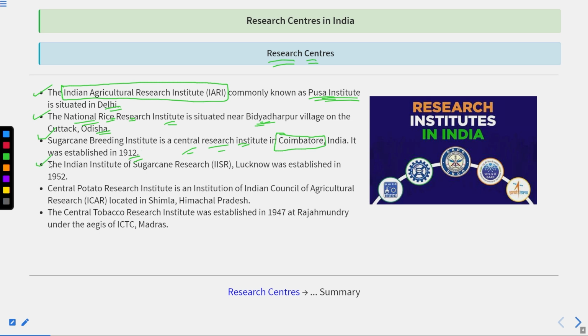Then we have the Indian Institute of Sugarcane Research. Now here is a little bit of a twist. Okay. Here is a little bit of a twist. What is the twist?